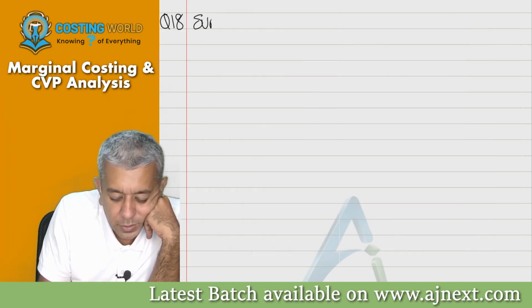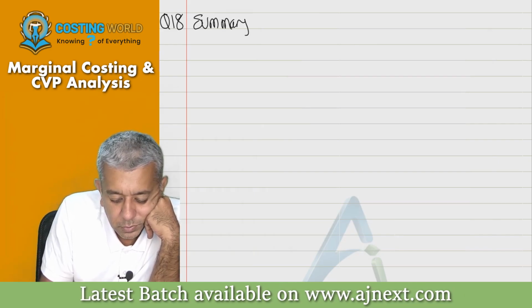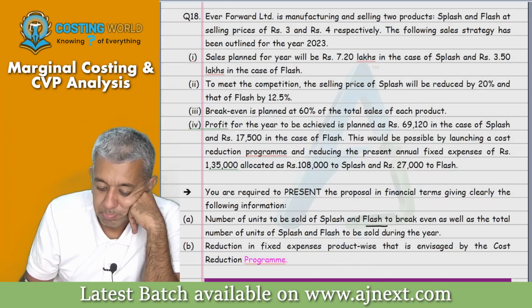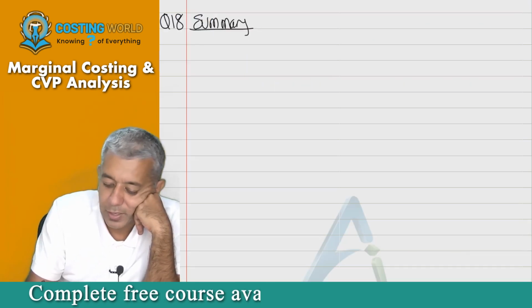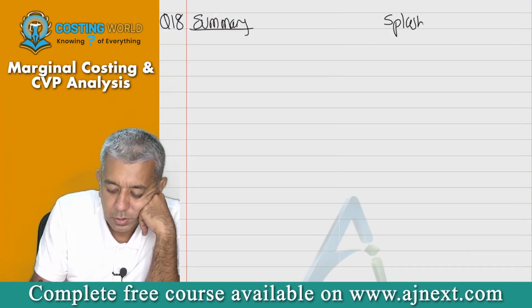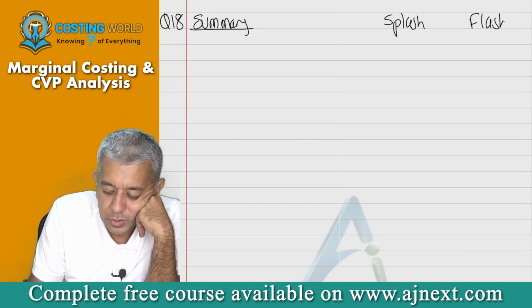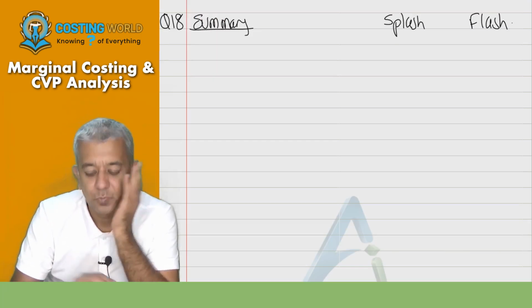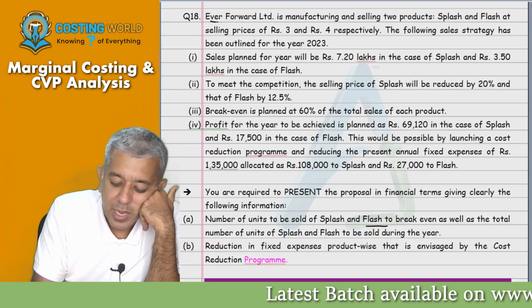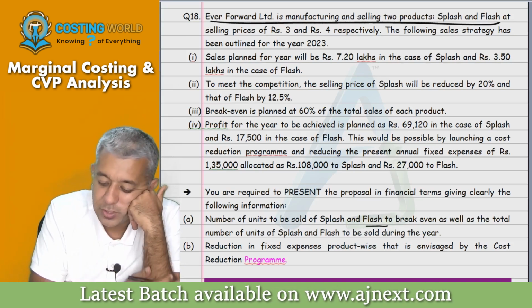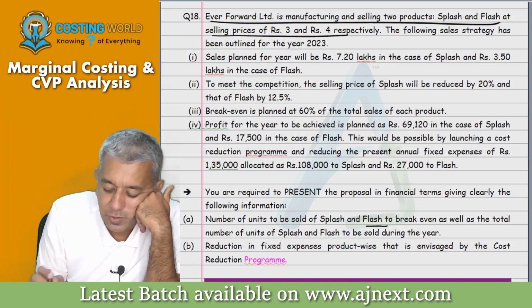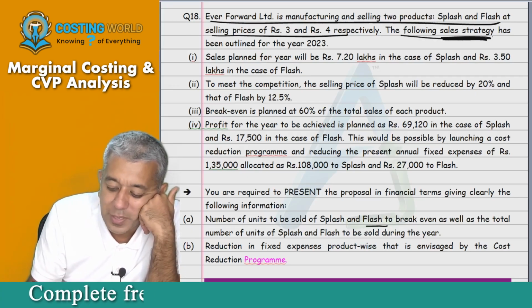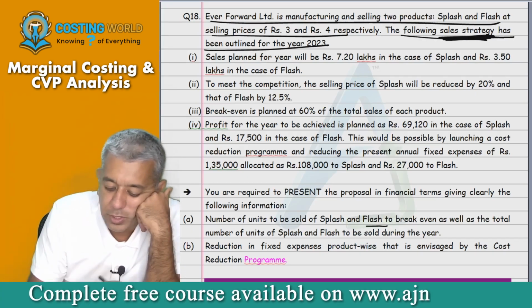Write down summary. You have 2 products, I'm writing their names. Splash, Flash. Now see. Ever Forwards Limited is manufacturing and selling 2 products, Splash and Flash, at selling prices of 3 and 4. The following sales strategy has been outlined for the year 2023.